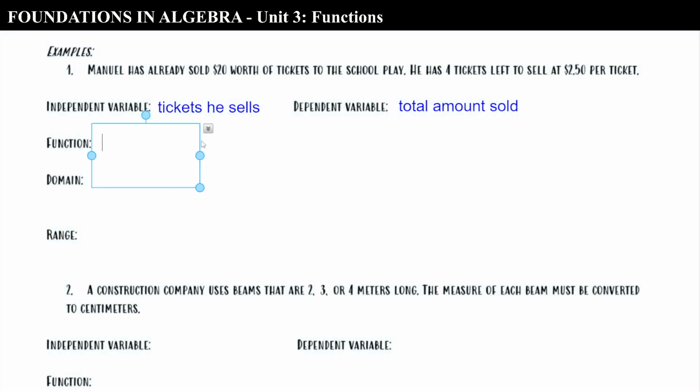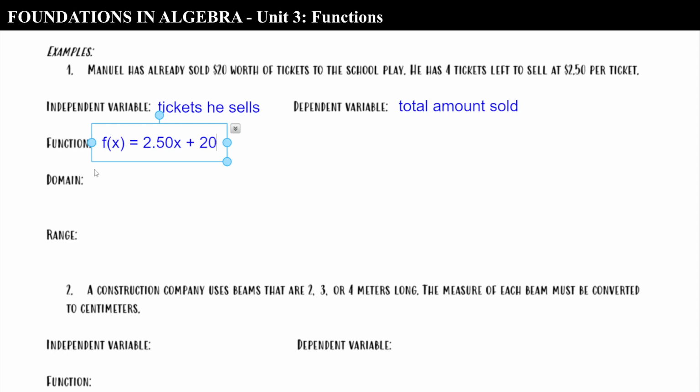So our function is going to be f of x equals, he has 4 tickets left to sell at $2.50 per ticket, so $2.50 times x for however many more he sells, plus the $20 worth he already sold. He's already guaranteed to have sold $20 worth. What we're trying to find out is, is he going to sell more than $20 worth? Is it just going to be $20 worth? Is he going to sell all 4 of the tickets?